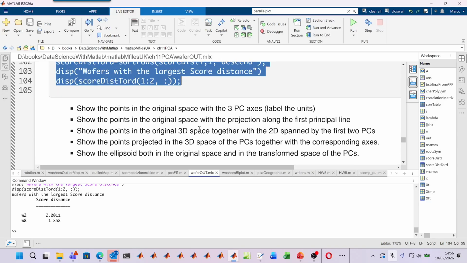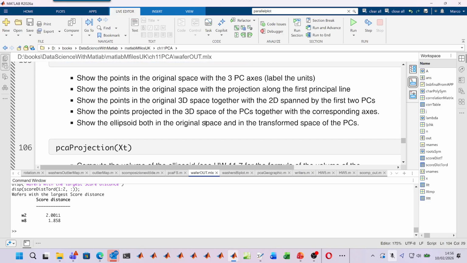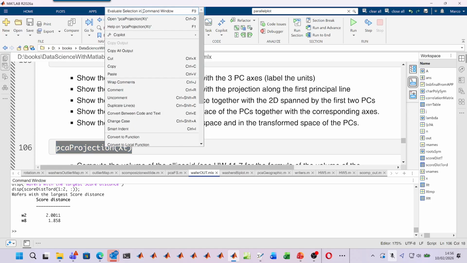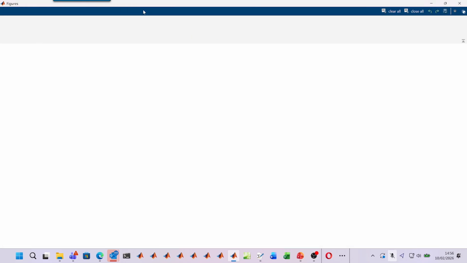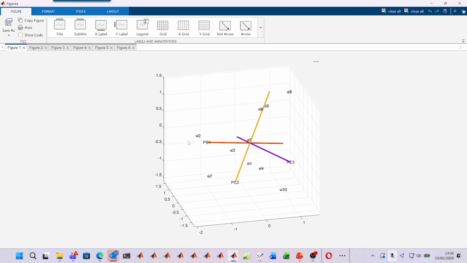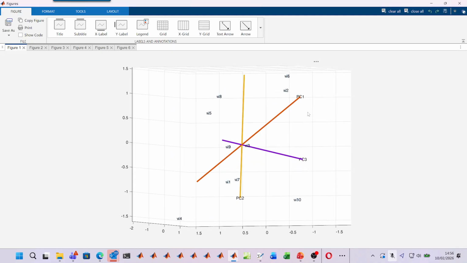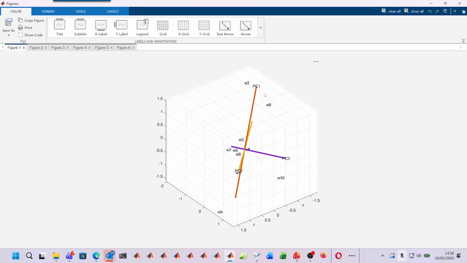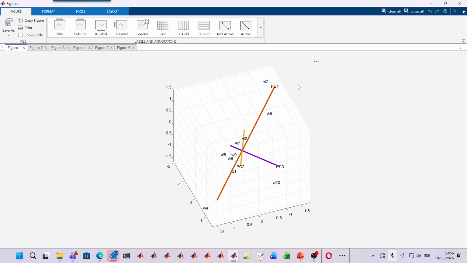Then you have to show a series of the points in the original space with the three PC axes, all the projection, everything. Here, our function PCA projection does it all. These are the points in the three-dimensional original space. You see, this is the direction of the largest variability, PC1.